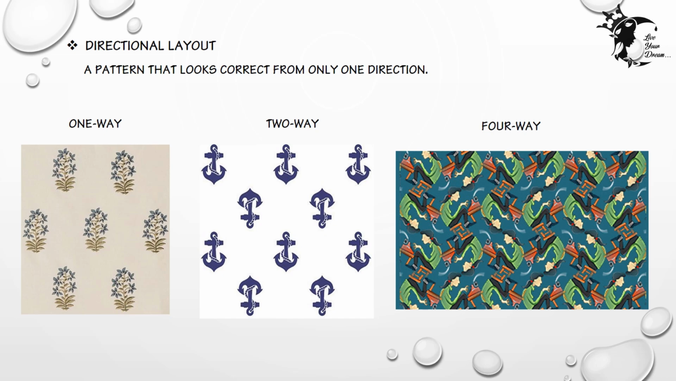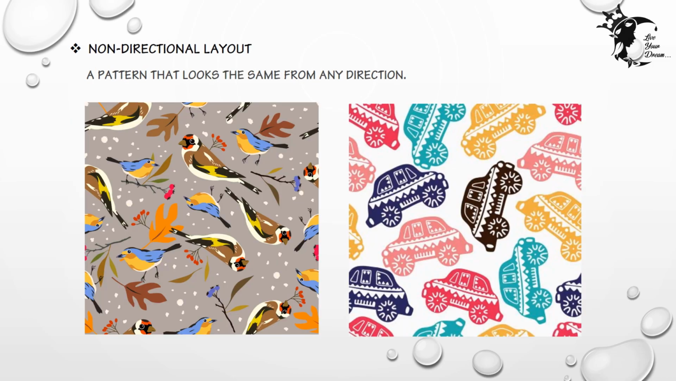Directional layout, a design in which motifs are focused along one or several directions. Examples include one-way, two-way, and four-way layouts. A design that looks accurate from only one direction. Non-directional layout, a pattern that looks the same from any direction.